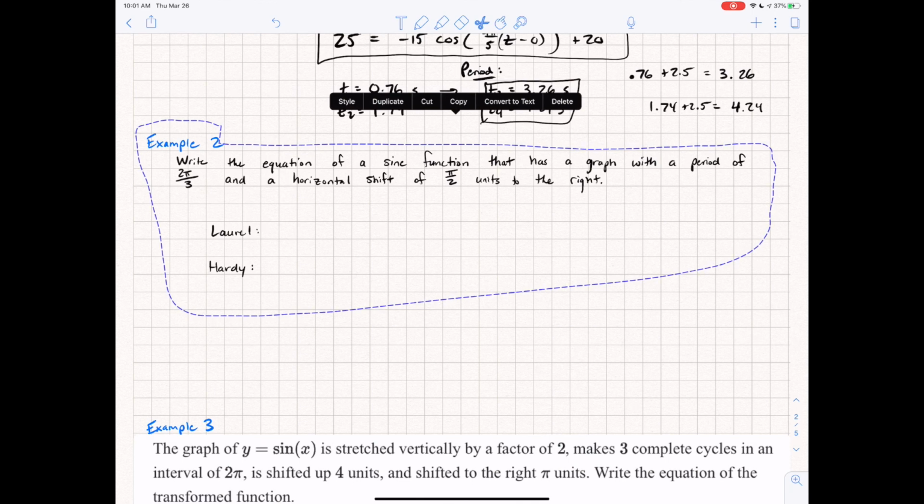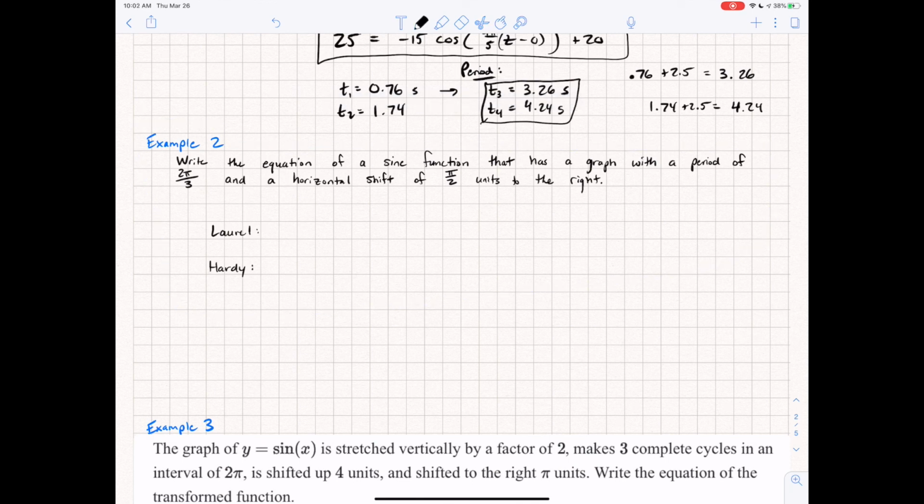How we write in the equation and why we need the parentheses specifically. So here's the problem. Write the equation of a sine function that has a graph with a period of 2 pi over 3 and a horizontal shift of pi over 2.